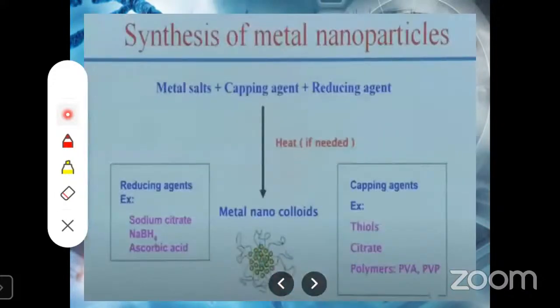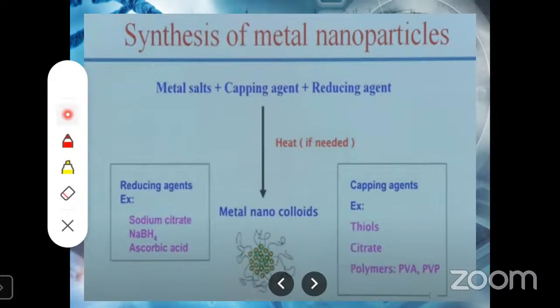For synthesizing nanoparticles by chemical methods, we need three important components. One is a metal salt, the second is a capping agent, and the third is a reducing agent. Some examples of reducing agents are sodium citrate, sodium borohydride, and ascorbic acid. Some examples of capping agents are thiazole, citrates, and polymers like polyvinyl chloride, alcohol, PVC, etc.